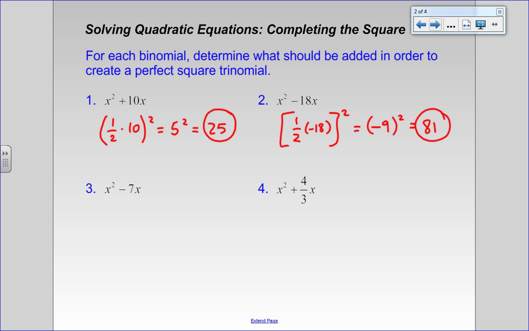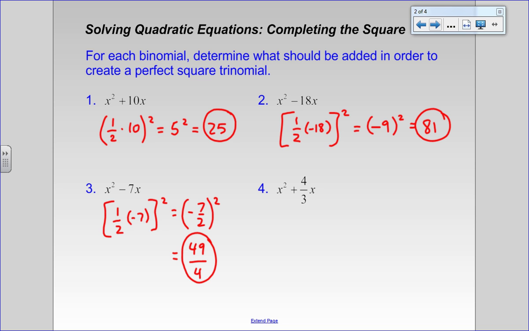Let's look at our third example, x squared minus 7x. In this case, the coefficient of x is negative 7, so we would find half of negative 7, and then square the result. It's easiest to write this answer in fraction form because we can easily square the fraction negative 7 over 2. And by squaring both the numerator and denominator, we would see that the constant that would complete the square is 49 over 4.